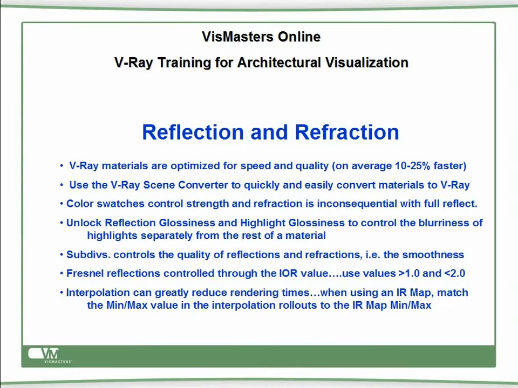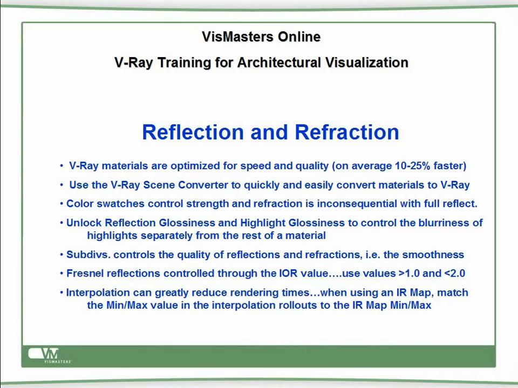The color swatches control the strength of reflections and refractions, and we saw that if light is completely reflected, the refraction settings are rendered inconsequential. To enable blurry reflections for the entire surface of an object, decrease the reflection glossiness from 1.0. To control the blurriness of the material's highlight separately from the blurriness of all other areas of the material, unlock the highlight glossiness and reduce its value separately from the reflection glossiness. To increase the smoothness of blurry reflections or refractions, increase the subdivision value for either one. To give a material a rougher appearance, just reduce the subdivision value.